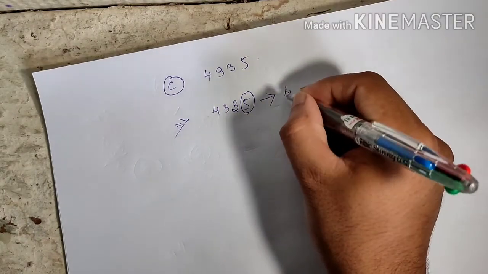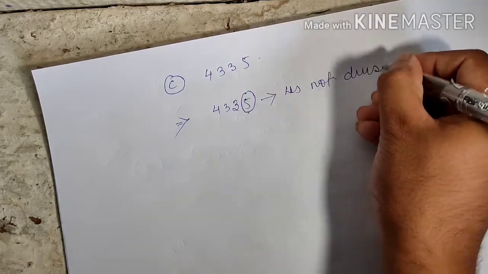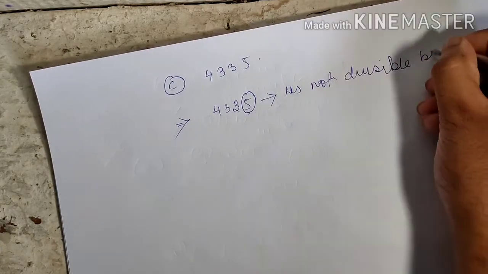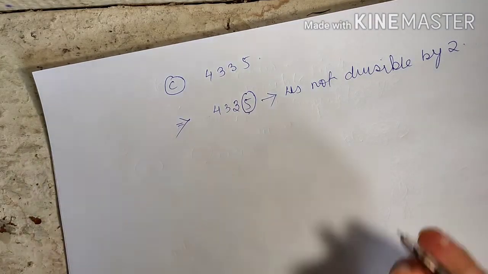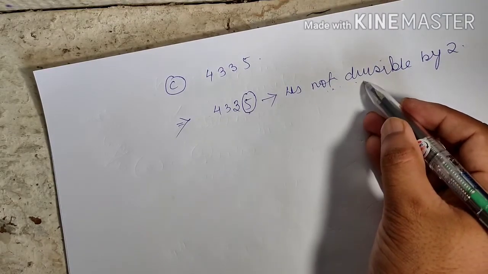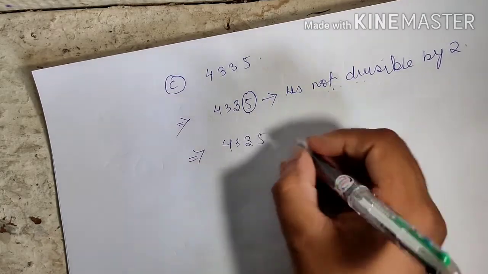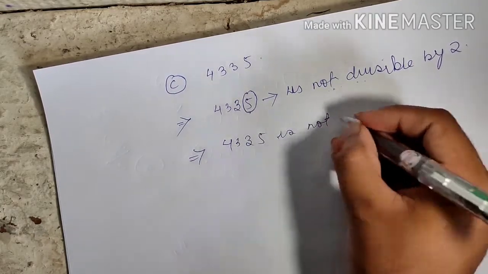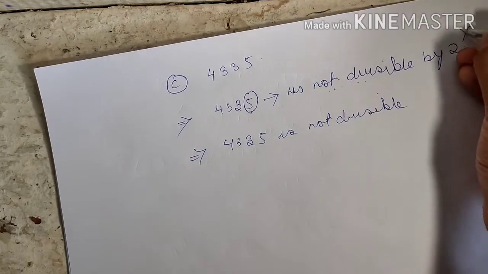So you can say that 4335 is not divisible by 2. Already we can see that if one condition does not satisfy, it is not divisible by 2. So you can say that 4335 is not divisible by 6 also, because if 2 is not satisfied, then 6 is not satisfied.